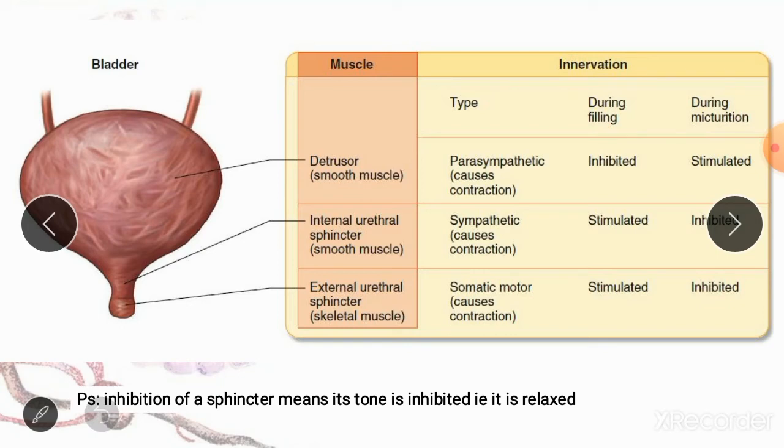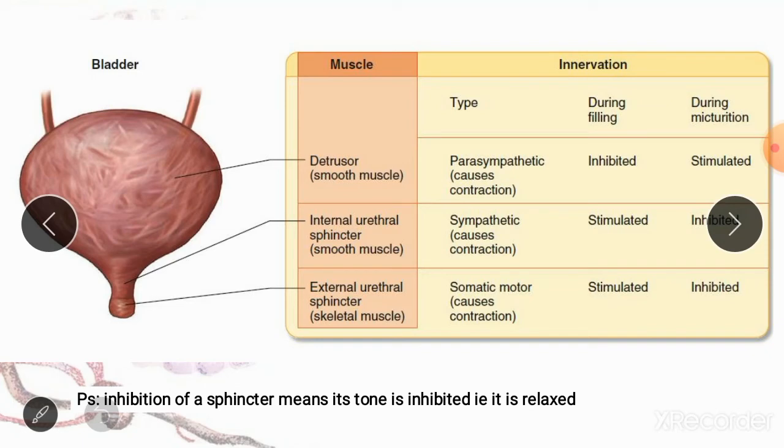Then the internal sphincter, which is present in the neck of the bladder, is mostly innervated by the sympathetic nervous system, and it is supplied by the hypogastric nerve, which arises in the L2 region. During the filling of the bladder, the sphincter is constricted because this sympathetic nerve is stimulated. And when the bladder has to be emptied during micturition, the sympathetic nerve is inhibited, this internal sphincter is inhibited, it relaxes, it opens up, and the urine from the bladder moves into the urethra.